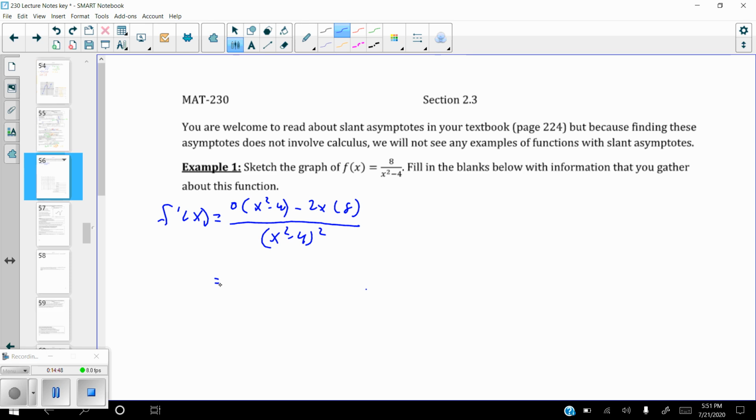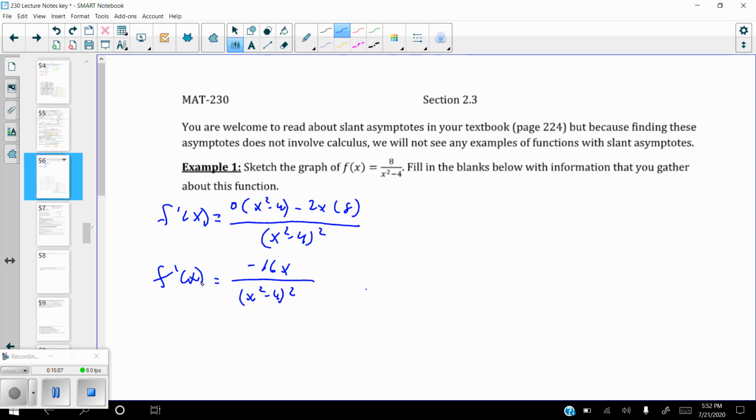Okay, so let's go ahead and simplify that. I've got 0 times x squared minus 4, that's 0. Then I've got minus 2x times 8, that's just negative 16x, divided by x squared minus 4 squared.